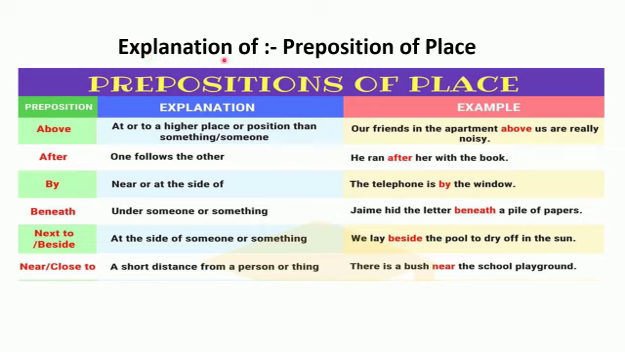Next is explanation of preposition of place. First we have done preposition of time, and the second is preposition of place. The preposition of place shows where the object is placed. Now let us see here, above: at or to a higher place or position than something or someone. Let us see the example here.